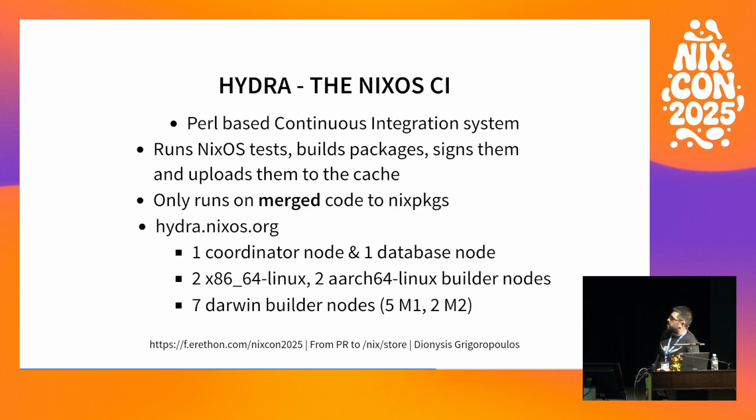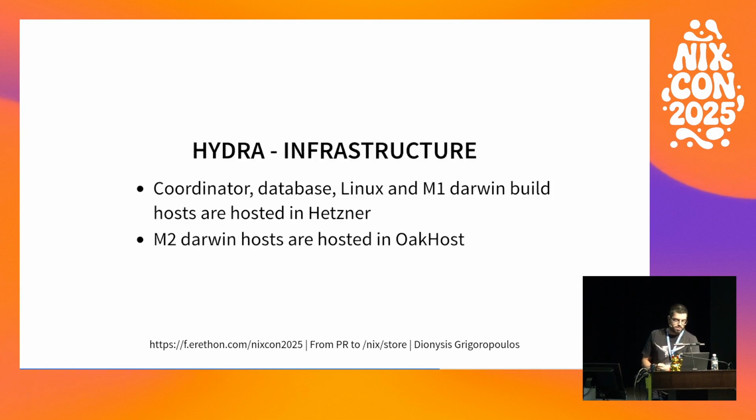The official installation of Hydra on hydra.nixos.org currently consists of one coordinator node and one database node, 2 x86 Linux builders, 2 ARM64 Linux builders, and 7 Darwin builder nodes, 5 M1 Max and 2 M2 Max. The coordinator, the database, the Linux builders, and the M1 Darwin builders are hosted in Hetzner. Hetzner is a German company that specializes in cloud infrastructure and dedicated servers. And the M2 Max are hosted in OakHost.